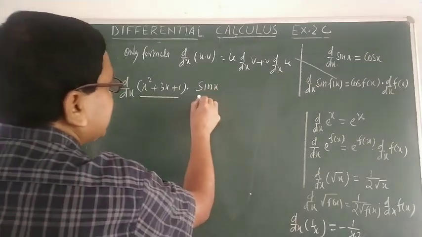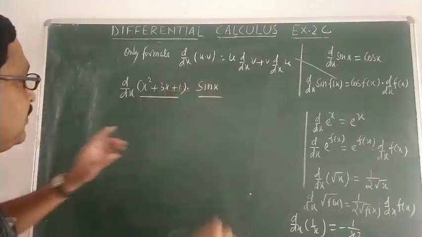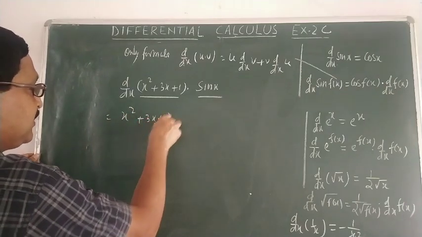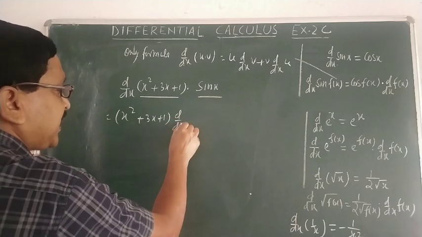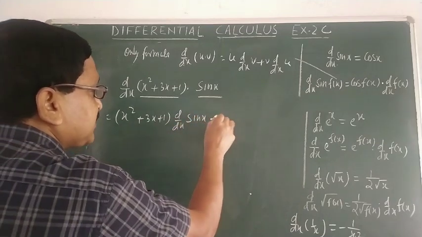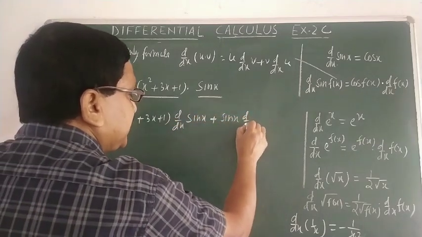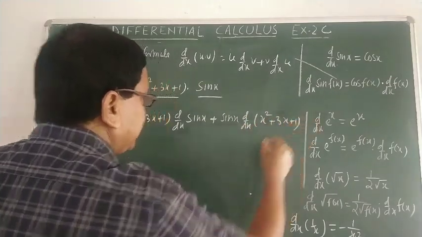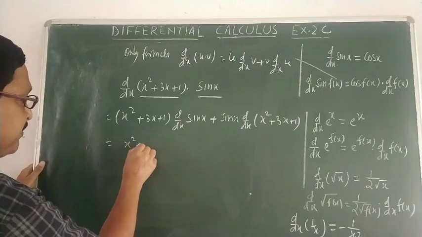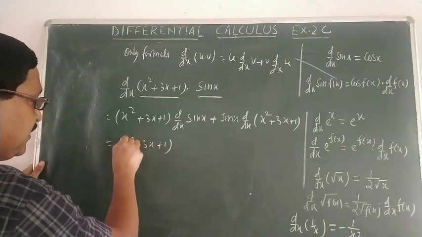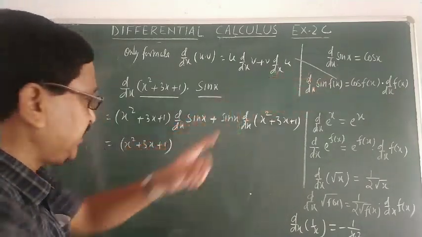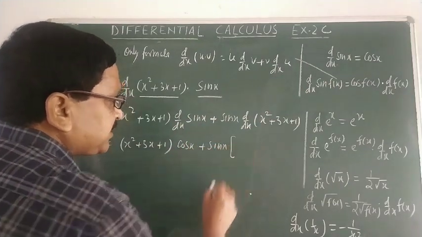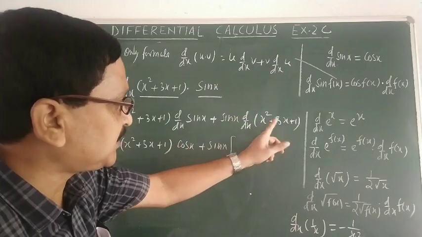So one is u, other is v. So uv pattern. So this is x square plus 3x plus 1 into d by dx of sin x, plus sin x d by dx of x square plus 3x plus 1. Now this is x square plus 3x plus 1, and the derivative of sin x is cos x, you already know, cos x plus sin x.